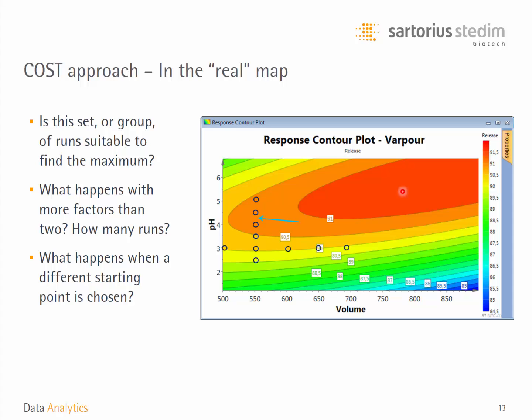So the problem here with the COST approach is that we can get very different implications if we choose different other starting points. So we perceive that the optimum has been found, and the other and perhaps more problematic thing is that we don't have an understanding of how to continue to do experiments in order to get even higher yields.